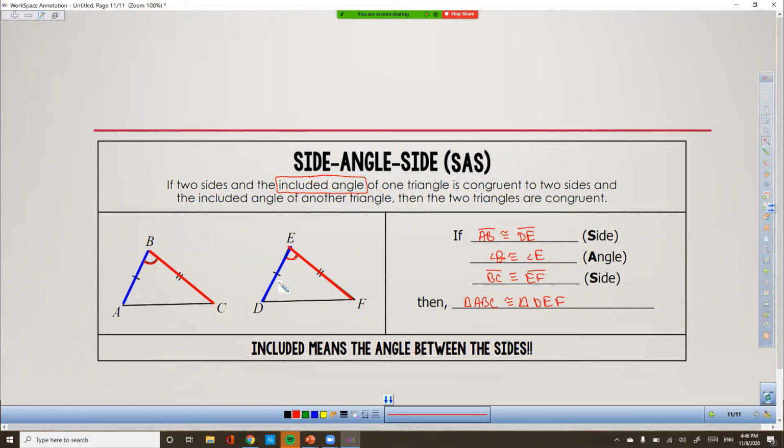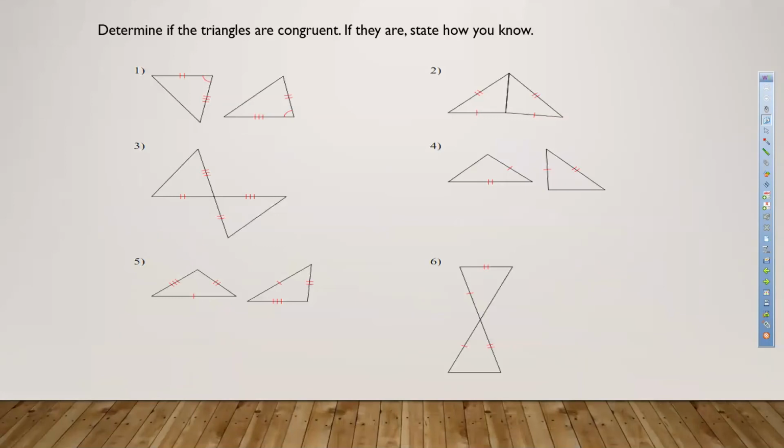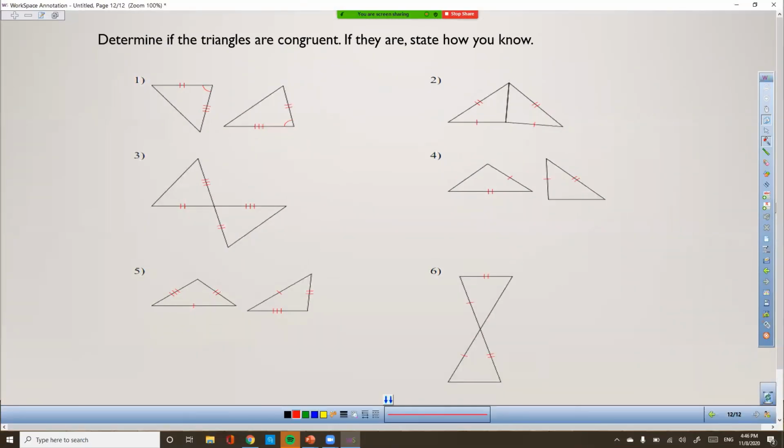Let's go ahead and try some examples. All right, so here they want me to determine if the triangles are congruent. If they are, state how you know. So again, there's two different ways that I can know. As you can see, they're not giving me a lot of information, only a little bit. The first ones that we have covered so far are SSS and SAS, side, angle, side. So let's see the first example here.